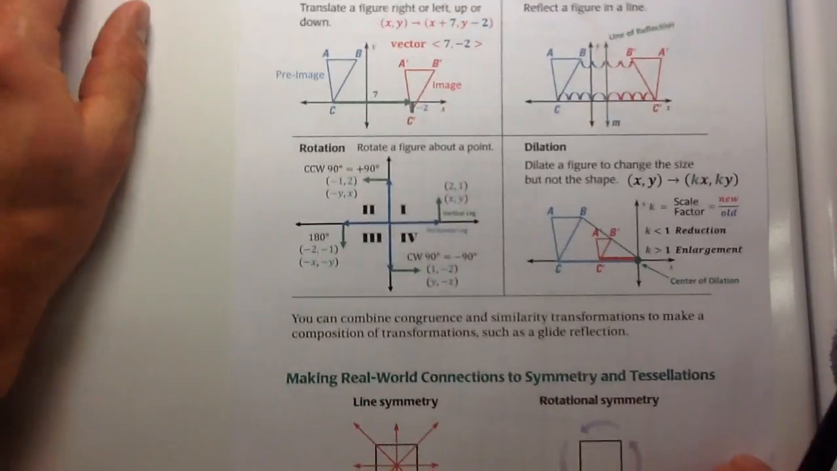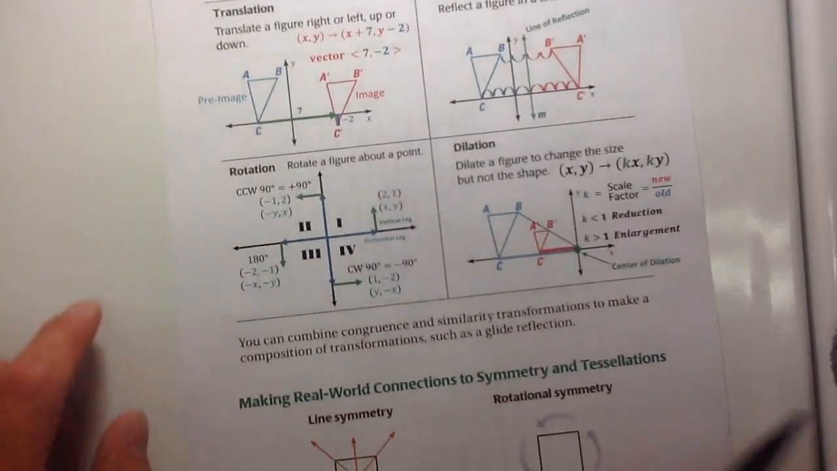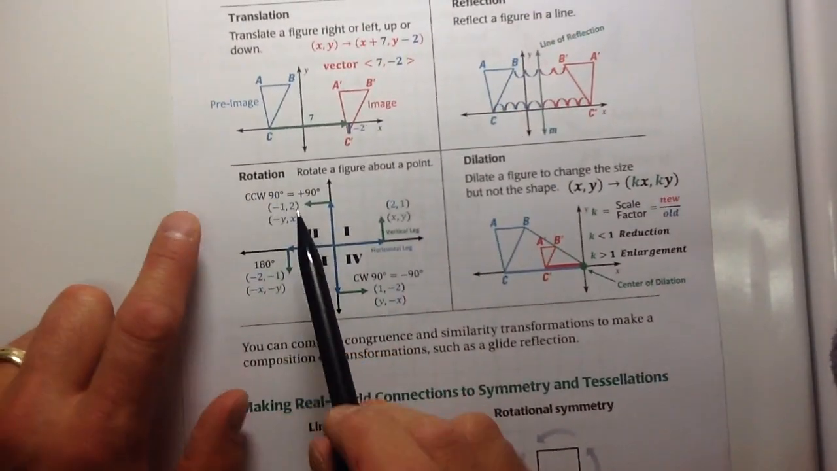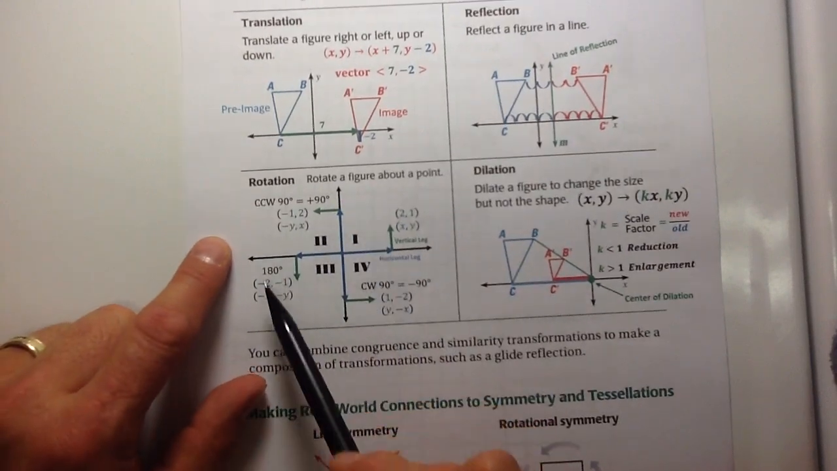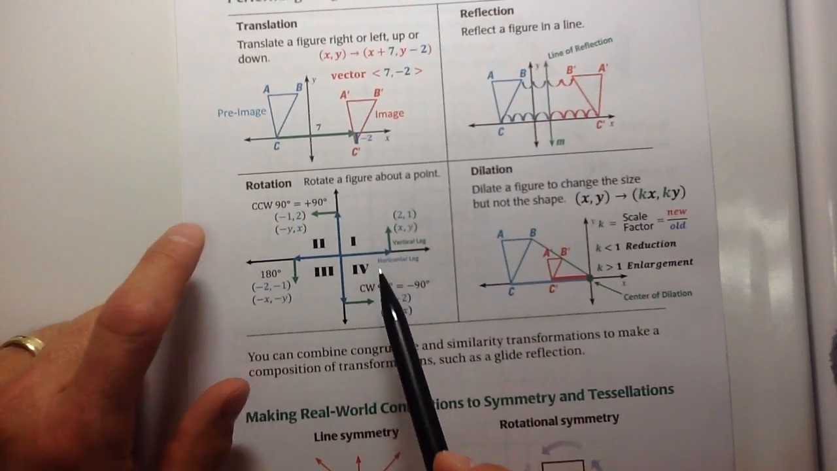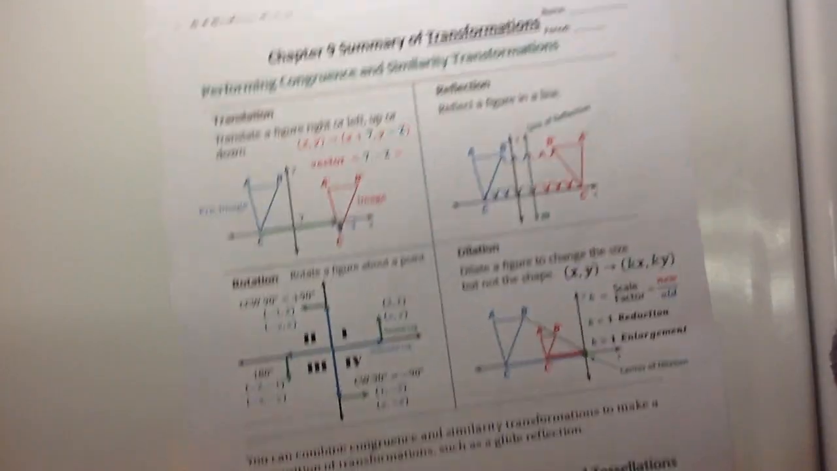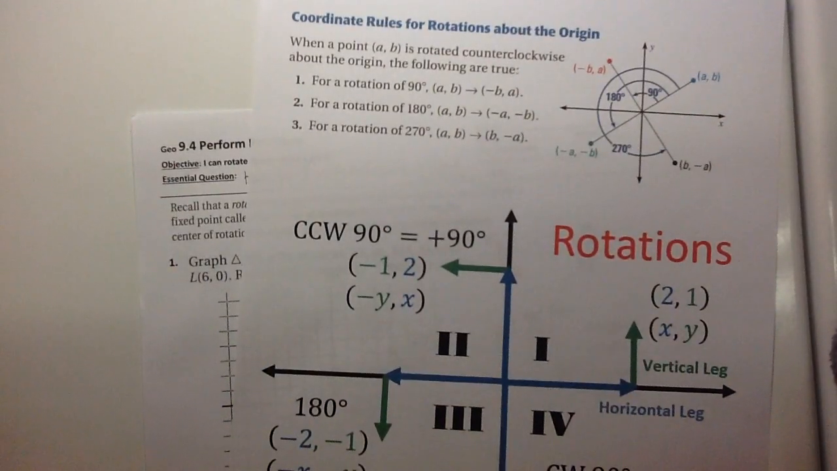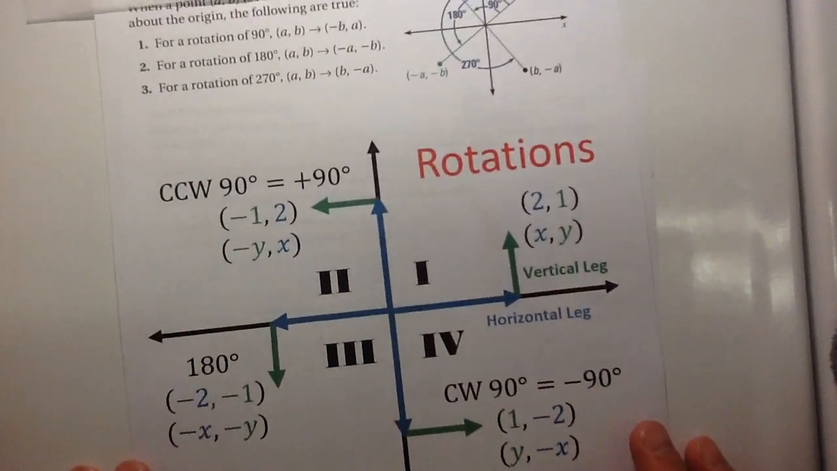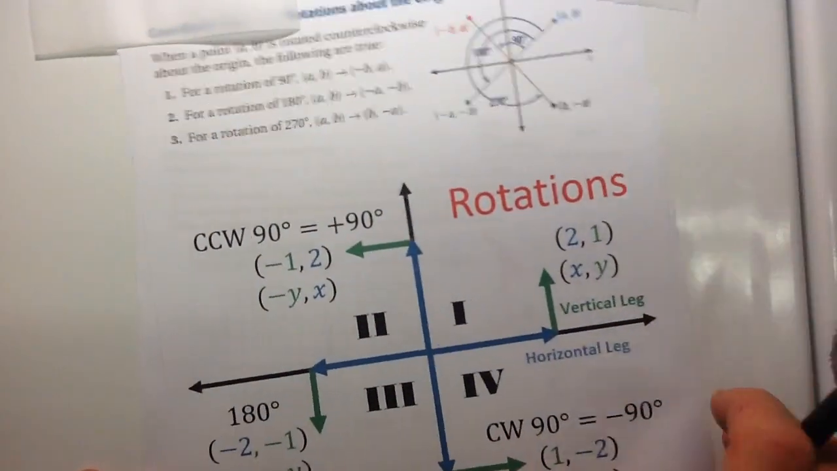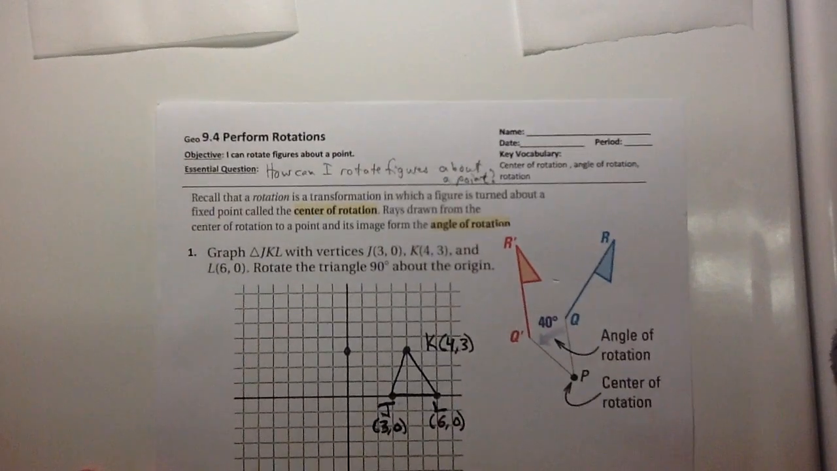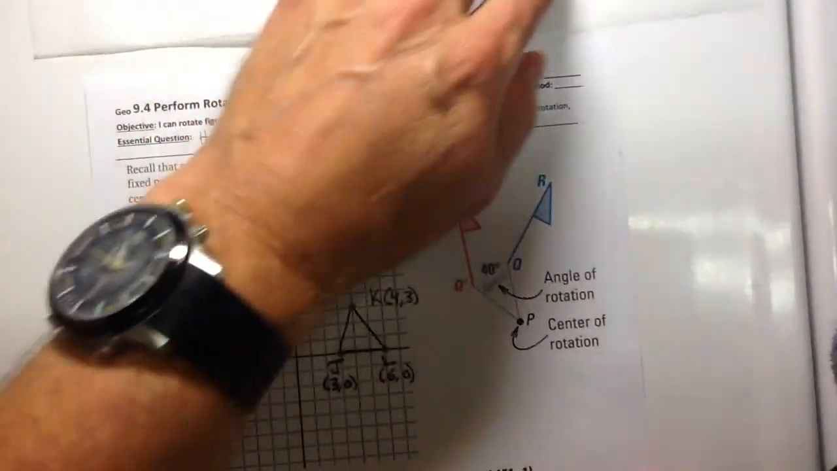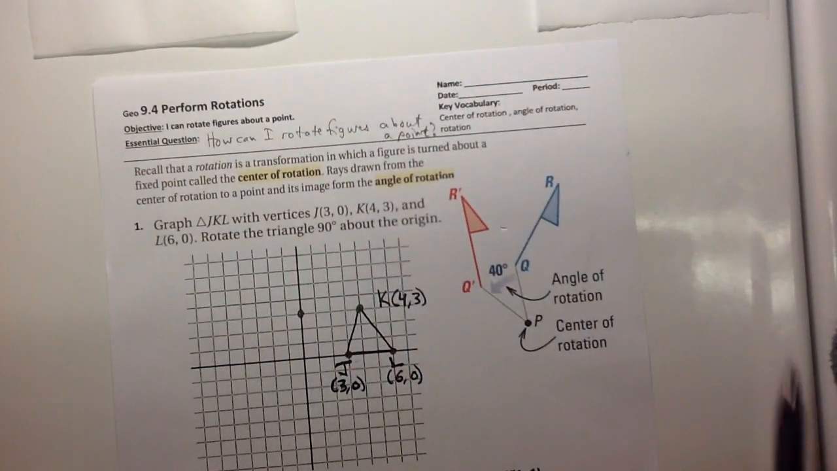And now we are looking at rotations. And this is 9.4. And so this little small diagram that you have there in the summary, I have blown that up, and that's on the back side of your 9.4 notes. So we will get to that in just a minute. So let's walk through the notes, and then we'll go to the back side in just a minute.